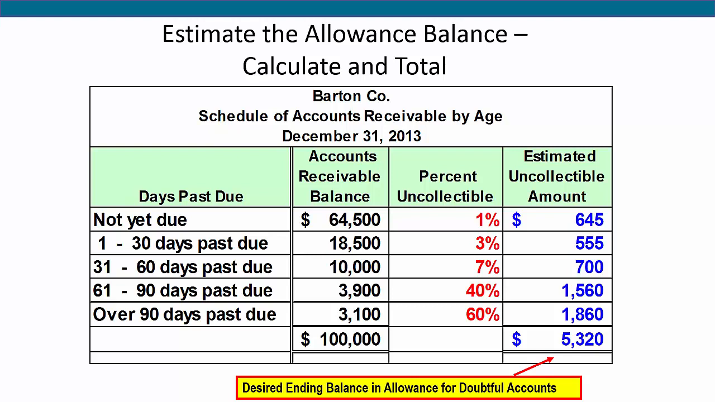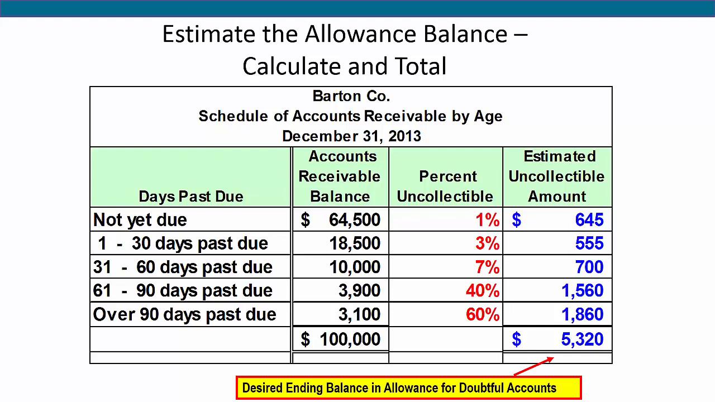The company estimates that $1,860 of the amounts over 90 days past due will not be collected. A similar analysis of each age category results in a final estimated balance for the allowance for doubtful accounts of $5,320. But wait, we're not ready to make the journal entry just yet. This computation simply provides the company with an ending balance desired in the allowance for doubtful accounts.